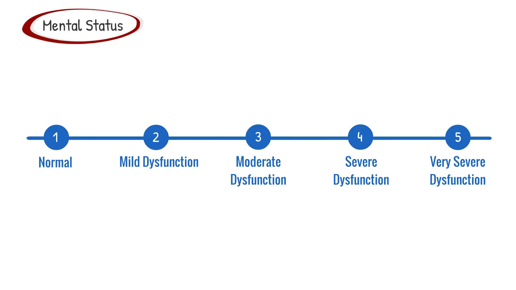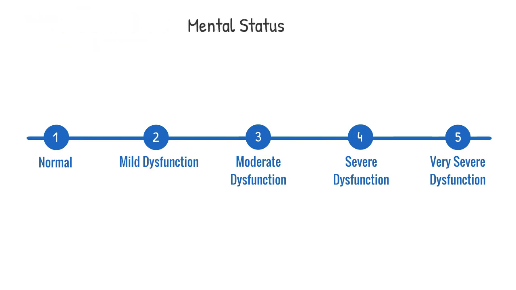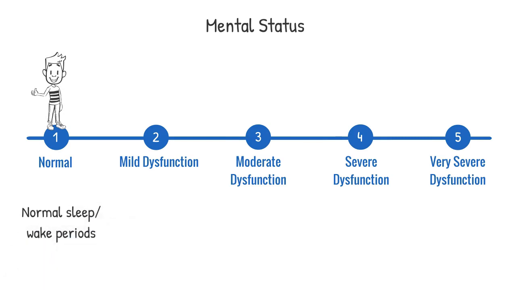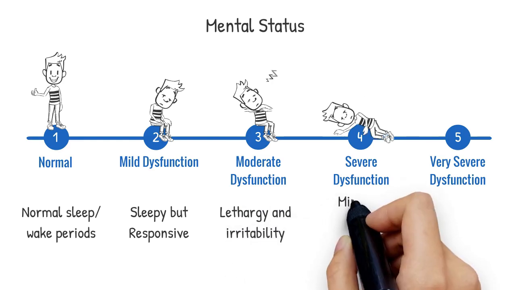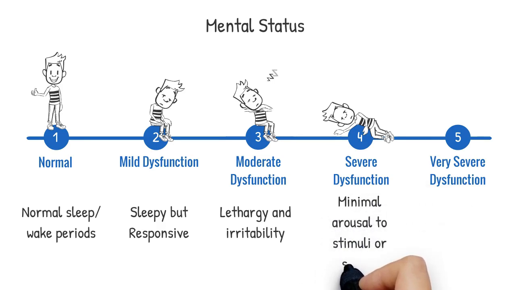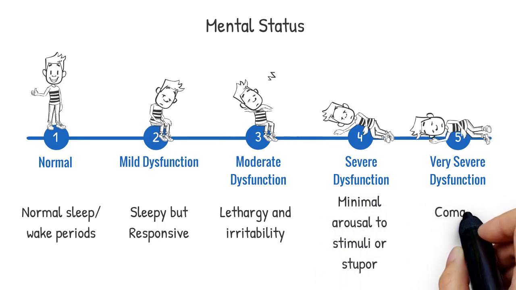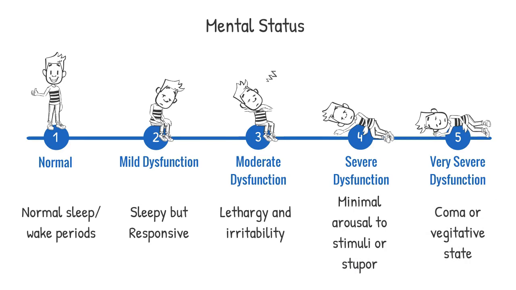The first domain is mental status. In this domain, normal is reflected by normal sleep-wake cycles and social responsiveness, while mild dysfunction may be sleepy but responsive. Moderate dysfunction may appear as lethargy and irritability, while severe and very severe dysfunction may manifest as minimal arousal to stimuli, stupor, or a child in coma or a vegetative state.